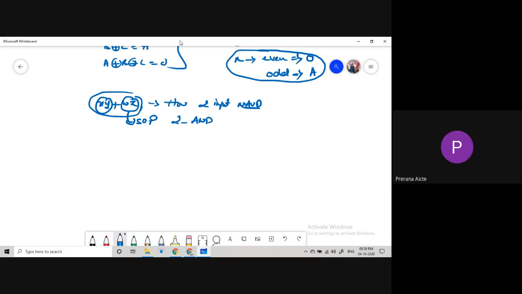Yes, sir. 2 AND gates and 1 OR gate. So how many basic gates are required for this one? 3. How many NAND gates are required? NAND gates. So the answer is 3 NAND gates.